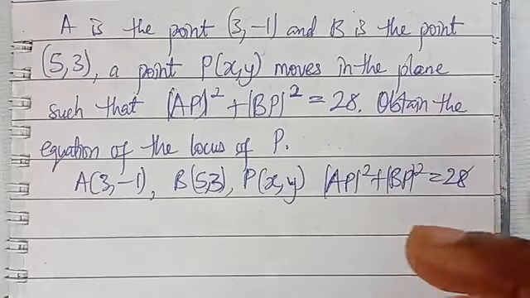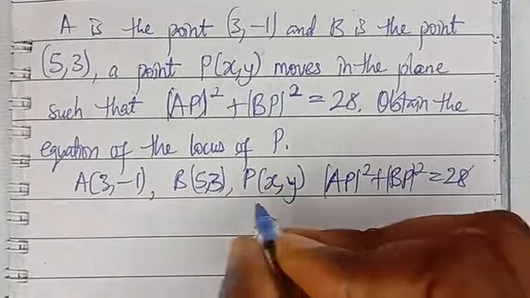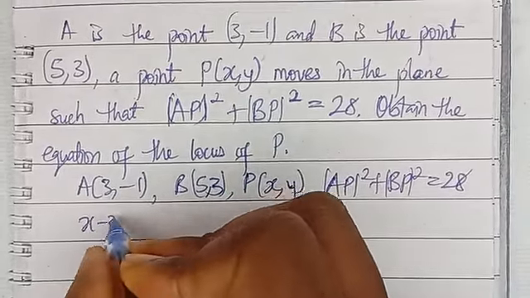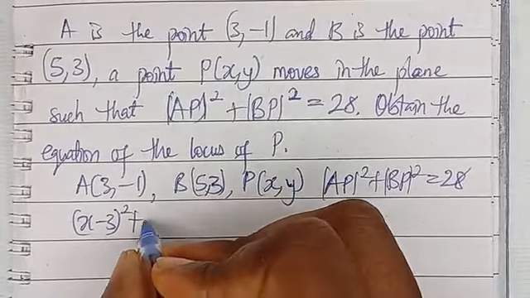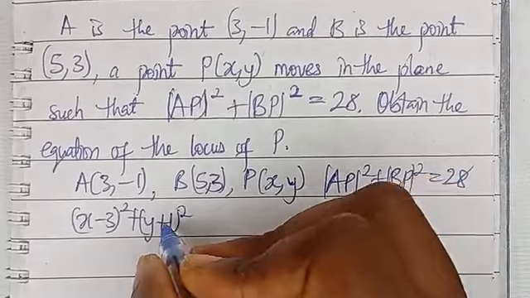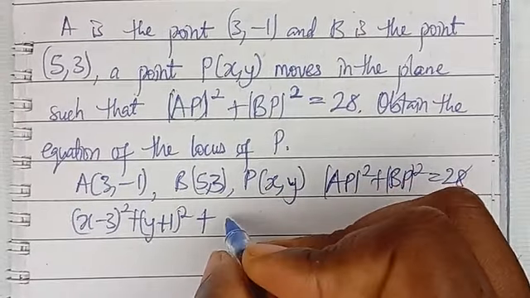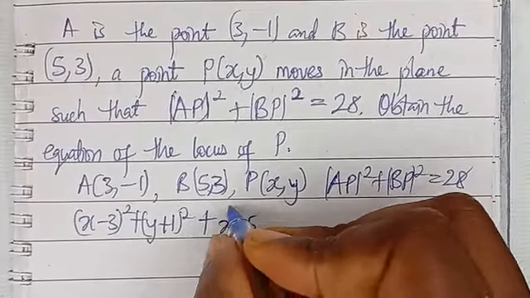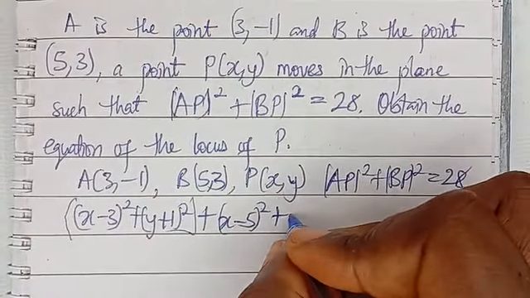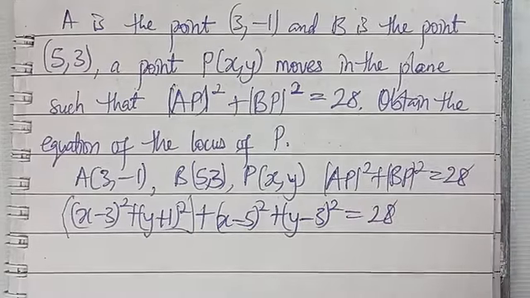To obtain the equation of this, we already know how to get the distance AP, meaning that every term in P will subtract this. We have (x minus 3) squared plus (y minus 1), that becomes a plus 1, squared. And then this is for AP, right? Then we bring down this plus. Then for BP, we have (x minus 5) squared plus (y minus 3) squared is equal to 28 according to the equation.